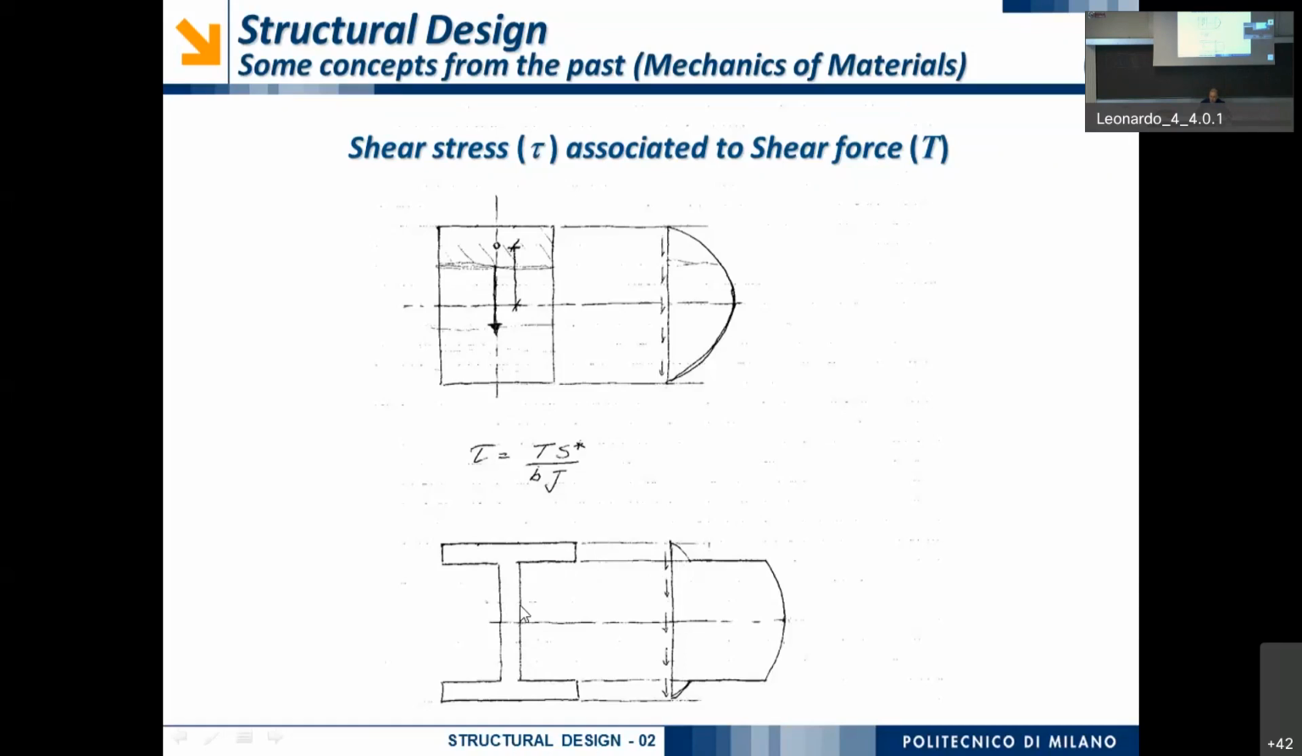Afterwards, when we are moving towards the neutral axis, I'm adding area, and so S star is increasing, and so again I have the maximum value of the shear stress here along the neutral axis. Afterwards, of course, everything is decreasing in a symmetric way with respect to this axis, because the cross section is symmetric with respect to that axis.